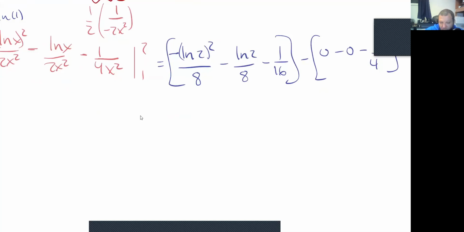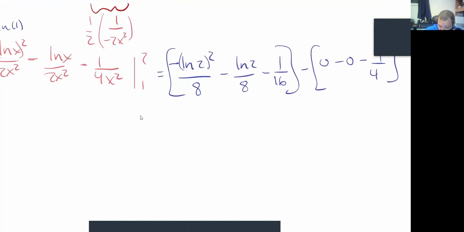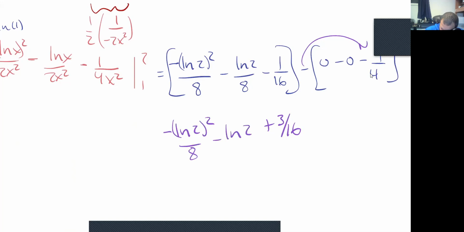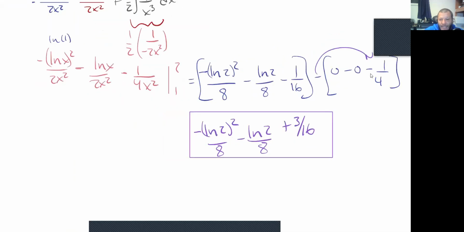So this would be our antiderivative. We're going to end up adding 1/4 on. So if I have negative 1/16 and I add on a fourth, which is 4/16, I'm going to end up with positive 3/16, negative natural log of 2 squared over 8 minus the natural log of 2 over 8 plus 3/16 would be our antiderivative, our definite integral, our area.